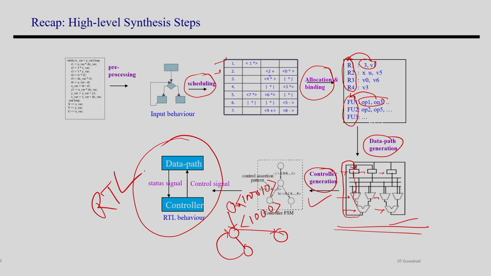This is your final RTL. It consists of a data path and a controller, and they do handshaking. The controller generates the control signals for the data path to perform operations, and the data path gives status signals based on which the state transition happens in the controller FSM. So, this is the high level synthesis flow. In today's class, we are going to learn about this phase. Let us move on.